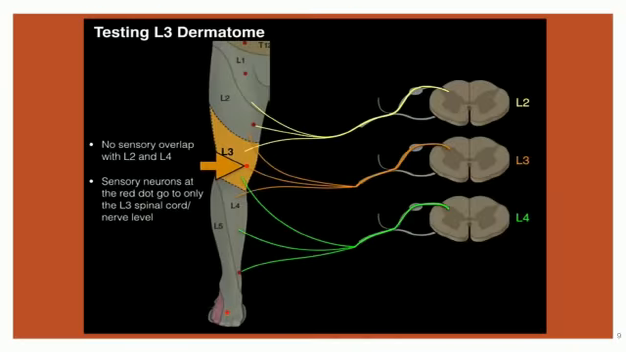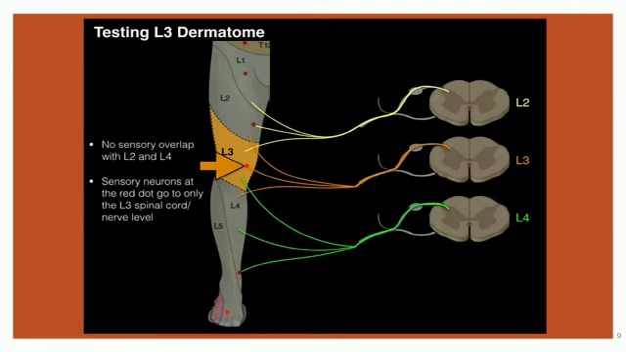For example, if you are testing dermatome L3 level, here are the spinal cord levels of L2, L3 and L4. As dermatomes overlap each other sometimes, there is overlap between supra and infra-adjacent dermatomes. But if you take a look at this red dot, there is no sensory overlap with L2 and L4. It's consistent. Sensory neurons at the red dot go to only the L3 spinal cord nerve level.